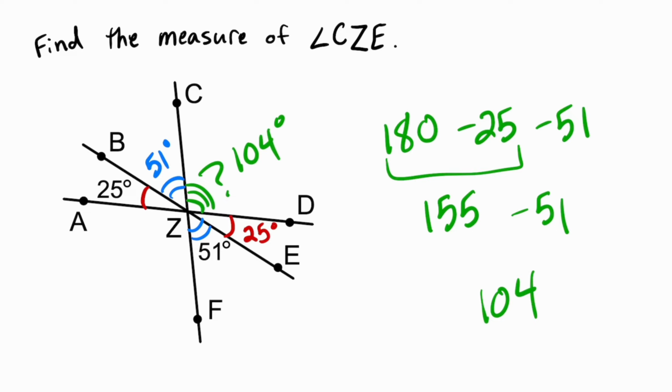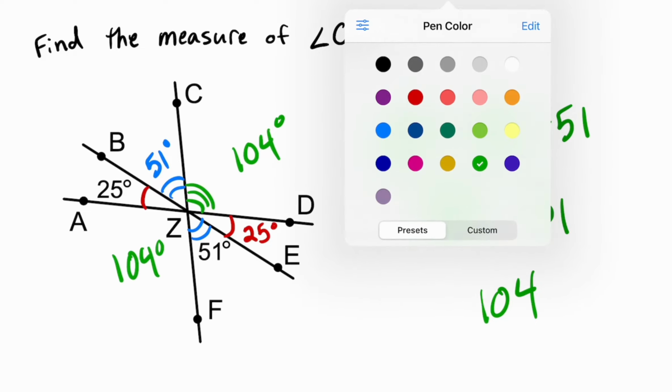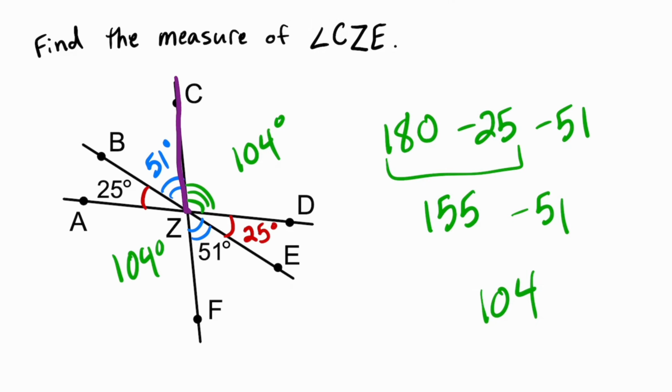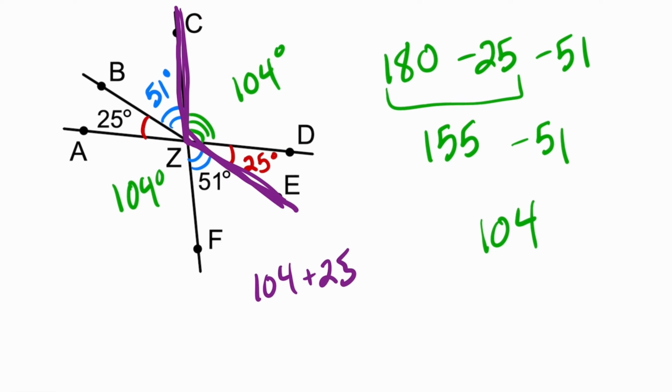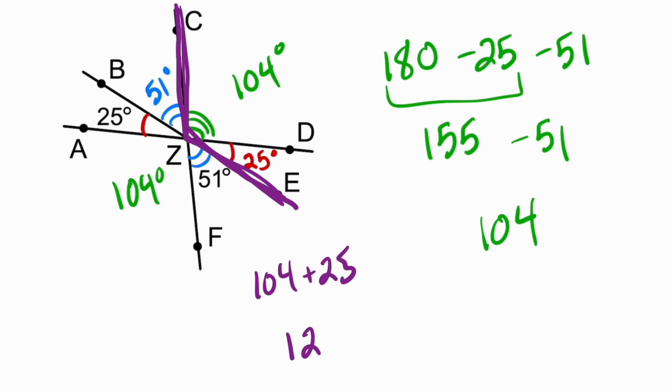Okay, so now that we have every angle labeled that we possibly could have labeled in this diagram, let's go back to our original problem, which was to find angle CZE, which I'll outline in purple here. So like we said before, angle CZE is a combination of angle CZD and DZE. So if we want to know the larger angle, we just add those two together. So 104 plus 25 will give us our final answer of 129 degrees.